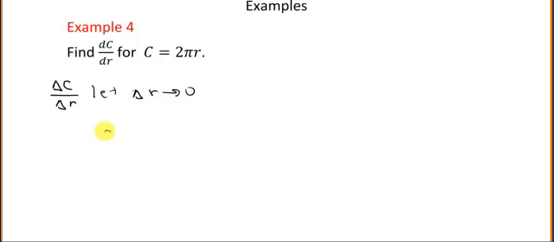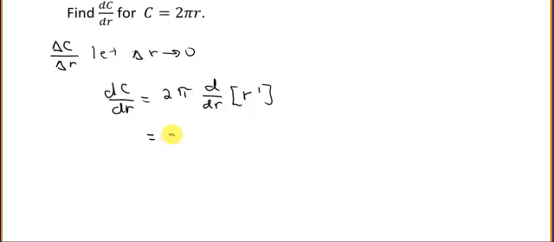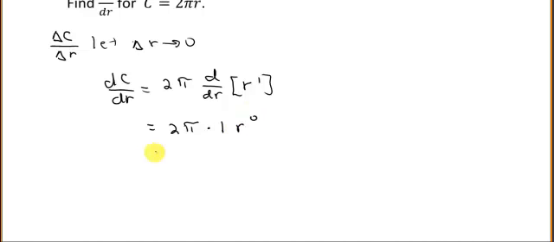All right, so dc over dr is going to be the derivative, well, taking out the constants, 2 pi times the derivative with respect to r of r to the first, I'll write the 1 for emphasis, which will be 2 pi times 1 r to the 0, and that's just simply 1, so this derivative would turn out to be 2 pi.